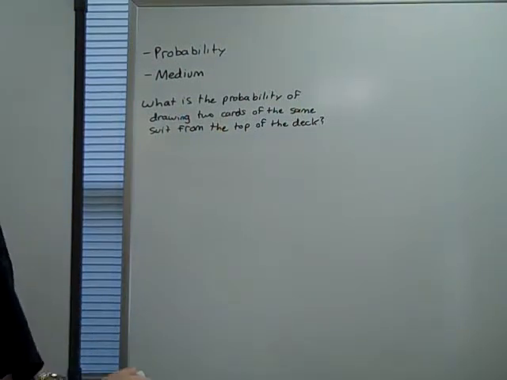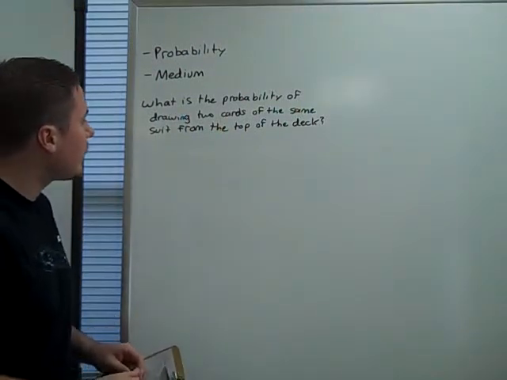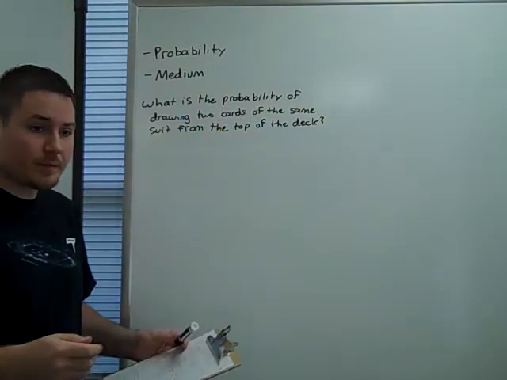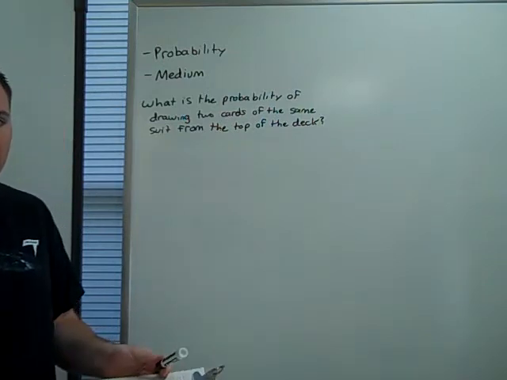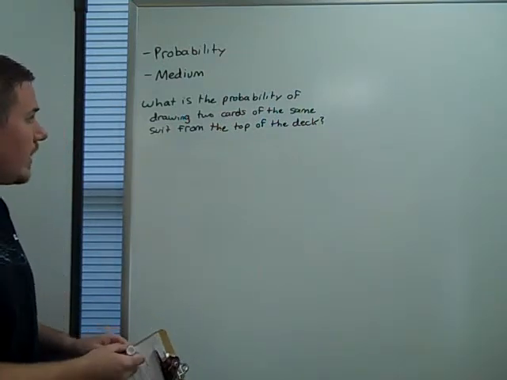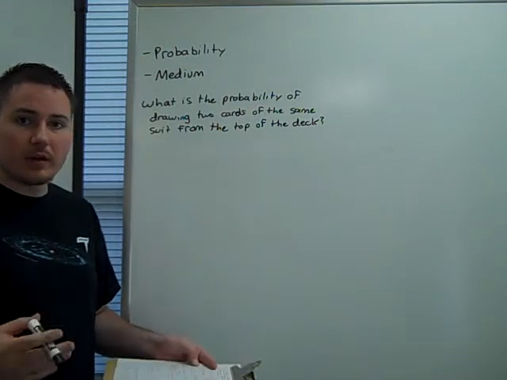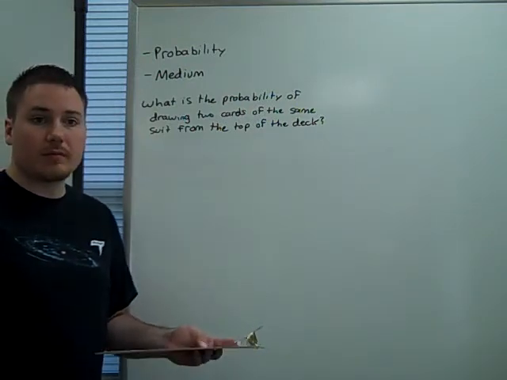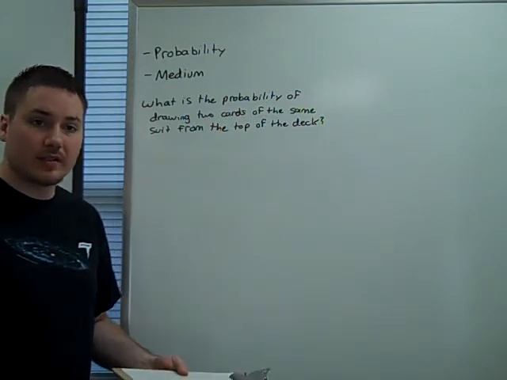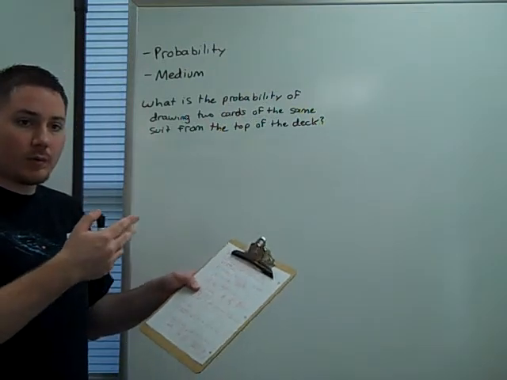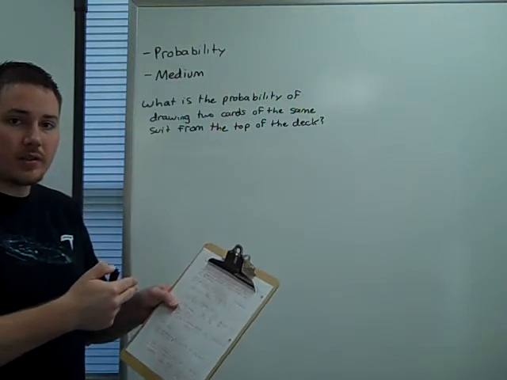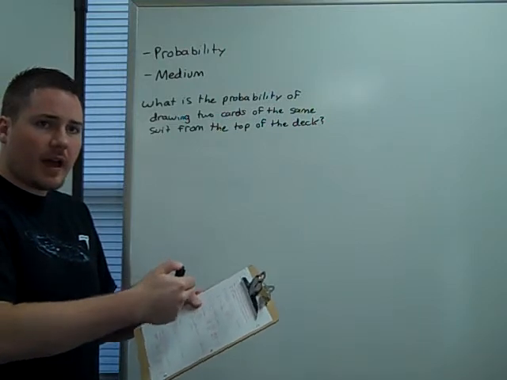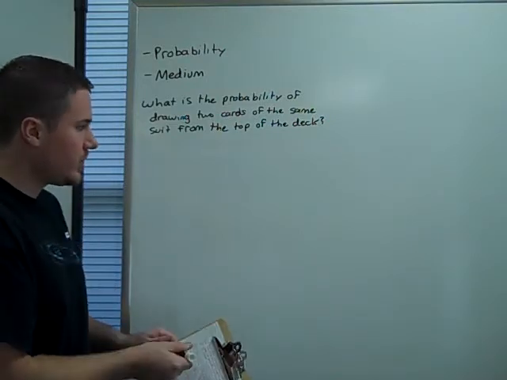For the medium difficulty problem, we're going to be talking about the probability of drawing two cards of the same suit from the top of the deck, or basically just tossing two random cards out and seeing if they're the same suit. Now, if you have been following along with the previous videos, we're going to use a technique similar to the one that we did when we figured out how many full houses there are. We're going to isolate one type of suit, namely the heart, and then we're going to see how many times we could proceed with that.